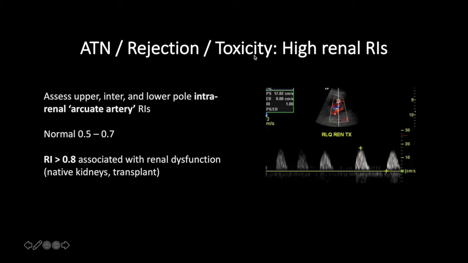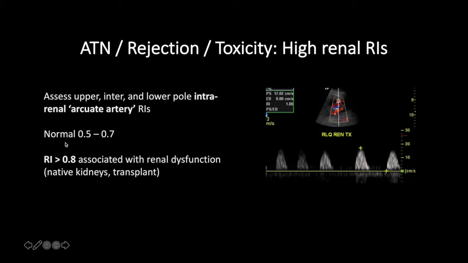It's often non-specific, but remember how I said we assess the upper, inter, and lower pole intrarenal arcuate artery resistive indices? Well, if there's disease in the kidney itself that's just distal to these arcuate arteries that's feeding the parenchyma, you're going to end up with high resistance waveforms in the upper, inter, and lower pole. And so normal RIs that we most commonly see in kidneys or transplant kidneys are about 0.5 to 0.7. That can vary, but that's the general range.